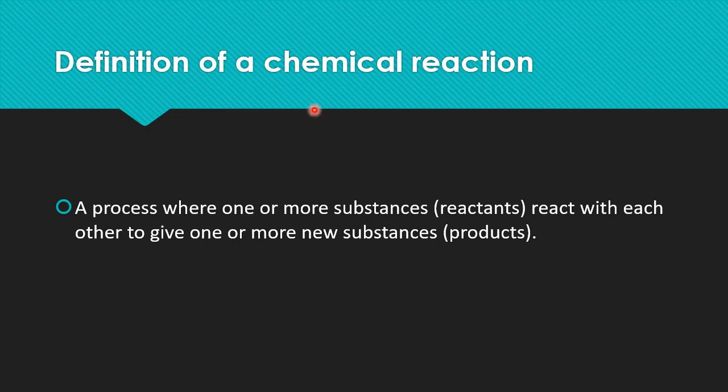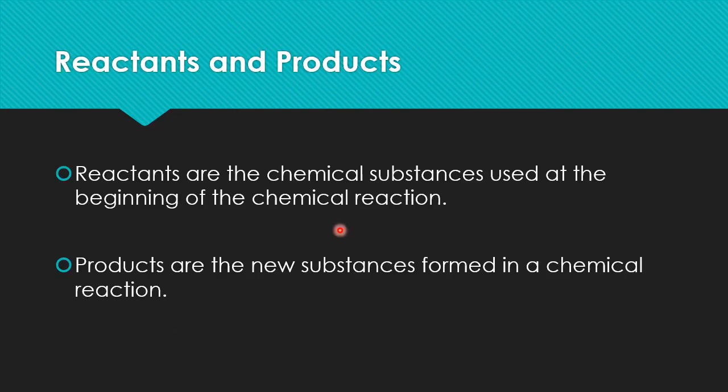First, let's start by defining a chemical reaction. A chemical change is represented by a chemical reaction, where one or more substances called reactants react with each other to produce one or more new substances called products. So, the chemical substances used at the beginning of the chemical reaction are called reactants, while the new substances formed are called products. So in a chemical reaction, we have two important terms, reactants and products.